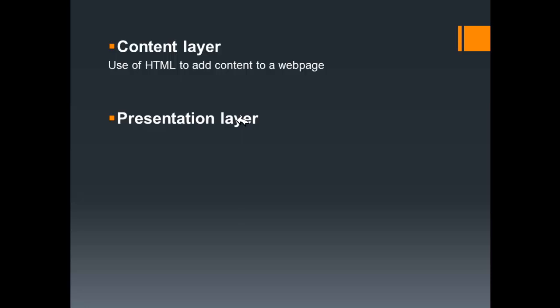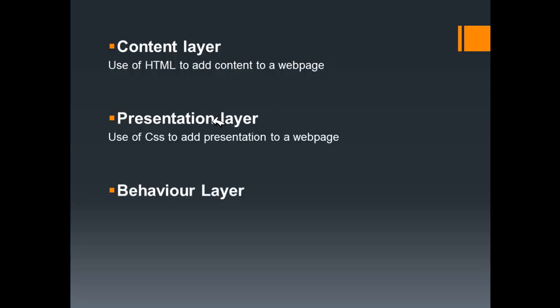Then we have the presentation layer. The presentation layer will be done using CSS, cascading style sheets. We will discuss both the embedded style sheet within HTML and external style sheet in the lecture today. CSS will help you to design a particular layout for the entire web page, such as the font sizes, the background color, the table color. All these formatting settings will be done through the presentation layer.